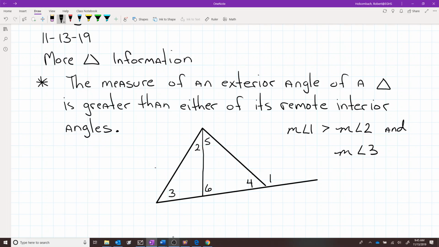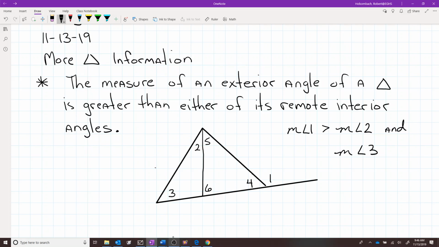So angle 1, it was greater than angle 2 when angle 2 was the only angle up there, wasn't it? Don't angle 2 and 5 combined form the old angle 2? So isn't angle 1 greater than 2 and 5? Okay? It's still greater than 3, isn't it? And now, isn't 6 a remote interior angle for angle 1? So angle 1 in this case now is bigger than 5. It's bigger than 6, it's bigger than 3, and it's bigger than 2, isn't it?